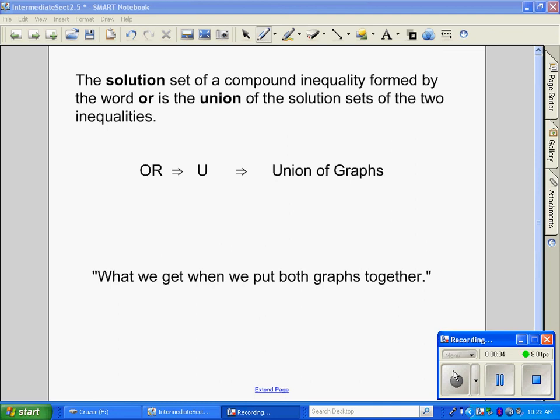This is section 2.5, part 2. In the first part we did the intersection of inequalities, and now we're going to talk about the union. The solution set of a compound inequality formed by the word OR is the union of the solution sets of two inequalities. OR is represented with this symbol, and it means the union of graphs. When we're graphing these, we want to know what we will get when we put both graphs together.